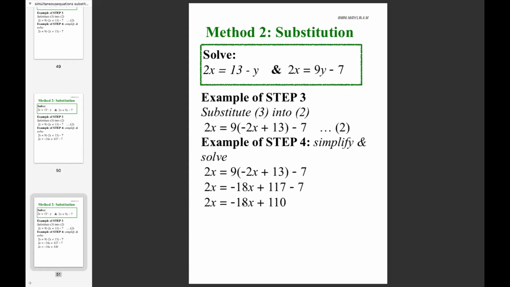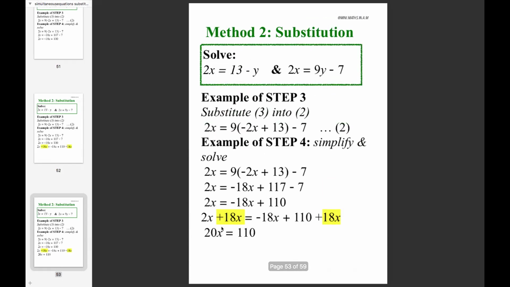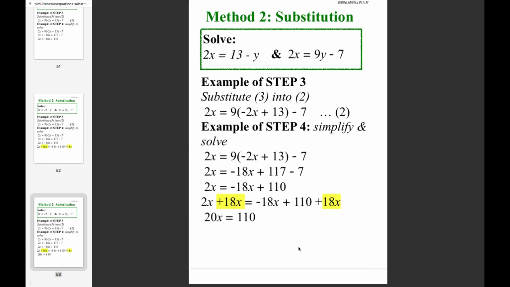And then we just want to get the x's together. So we're going to add 18x to both sides. And we're adding 18x because right now it has a minus in front of it, so it's being subtracted. So we need to do the opposite of subtracting, which is adding. We go plus 18x on both sides. On the left, we have 2x plus 18x, which becomes 20x. Over here, the -18x and the 18x are going to cancel out because they become 0. So we just got the 110 left.